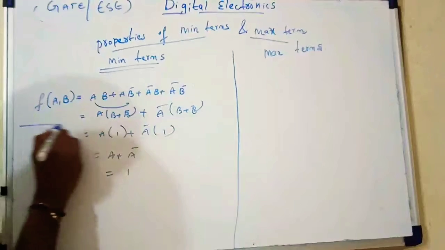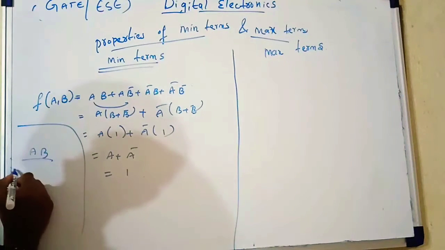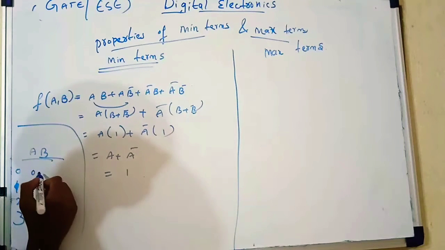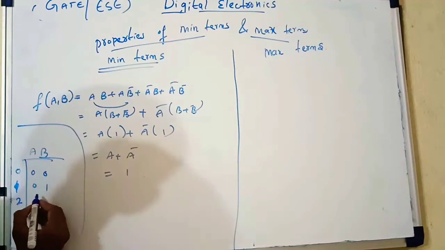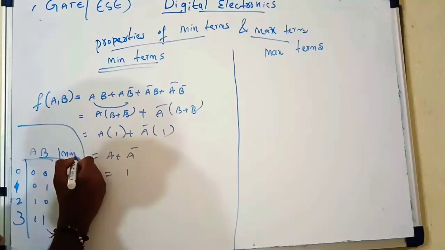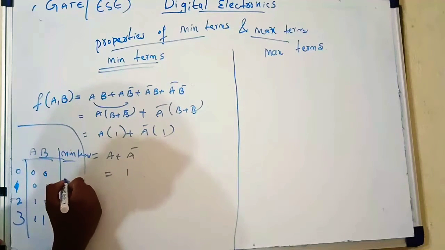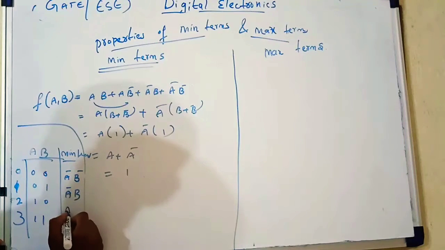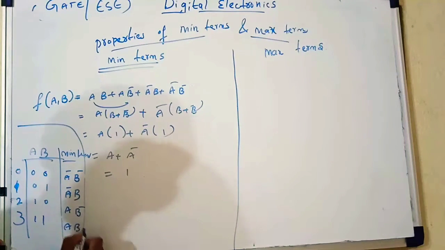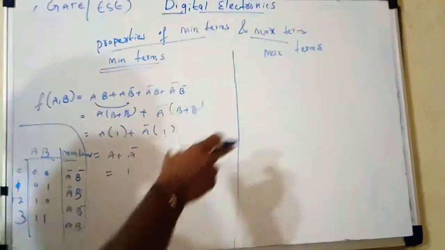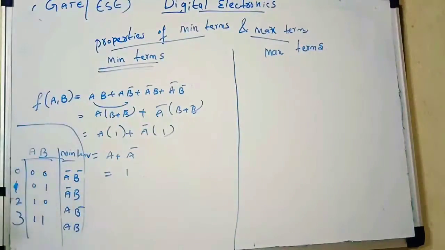equal to 1. Here for ab, totally 4 values are possible: 0, 1, 2, 3. This is 0 0. This is 0 1. This is 1 0. This is 1 1. Here I am taking the minterms. Here minterms are nothing but a bar b bar. This is a bar b. This is a b bar. This is a b. Here if we compare this equation with this, totally all minterms are present. If all minterms are present, then that expression is equal to 1.